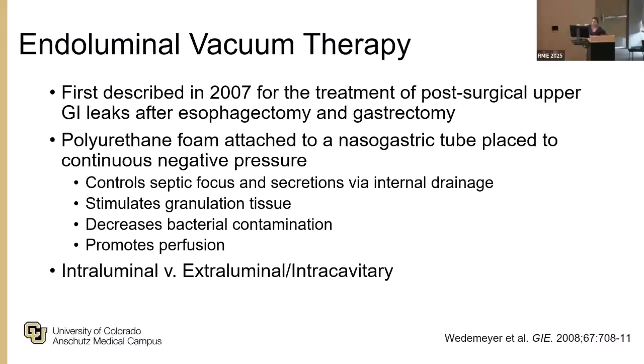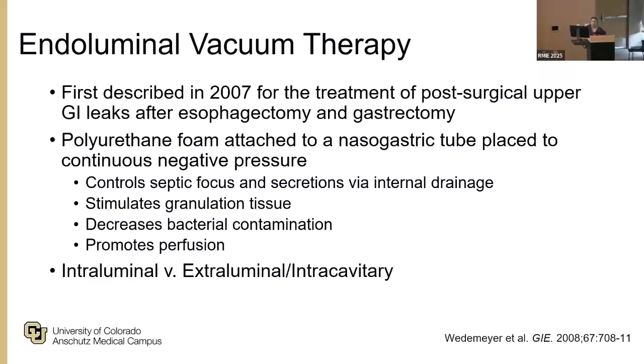Endoluminal vacuum therapy really arose in the 2000s as an alternative therapy for esophageal defects. It's adapted from wound vacuum therapy for external wounds, and it was first described in 2007 for the treatment of post-surgical upper GI leaks after a patient who underwent esophagectomy and another patient who underwent gastrectomy. It involves attaching polyurethane foam to a nasogastric tube, which is then positioned over the area of the defect and placed to continuous negative pressure.